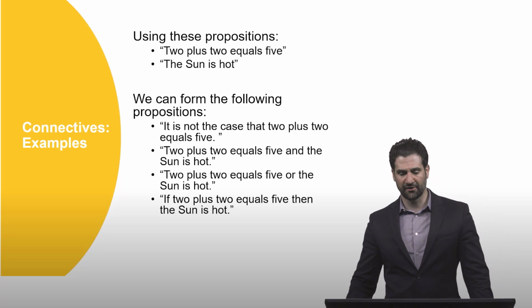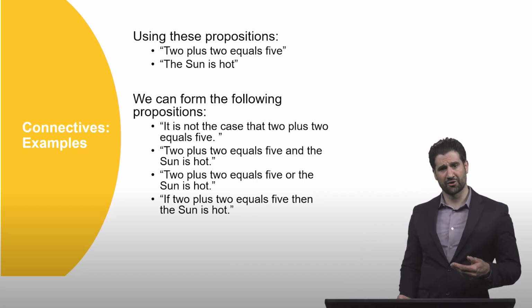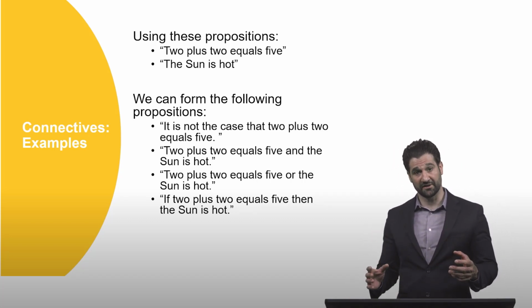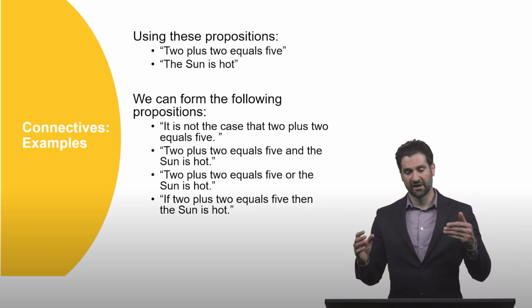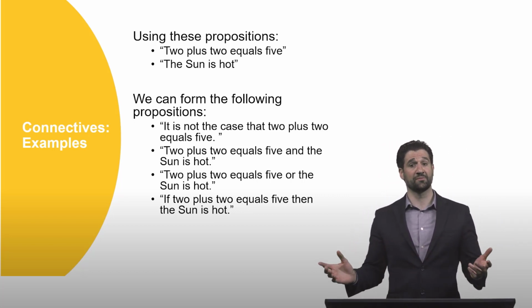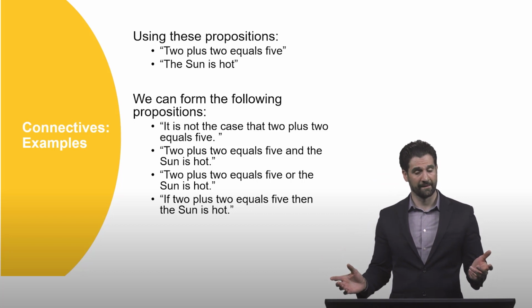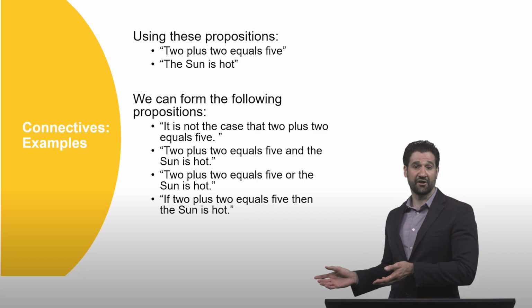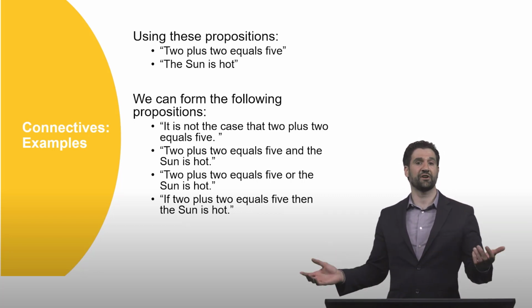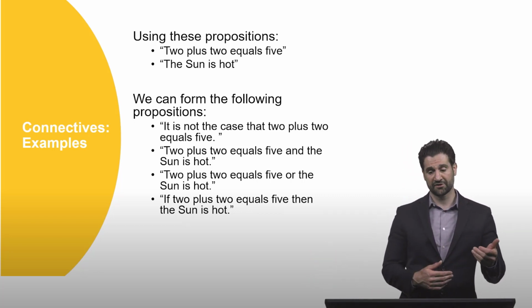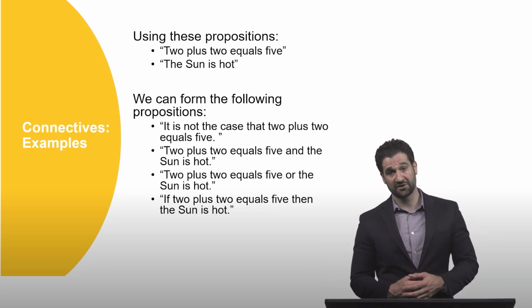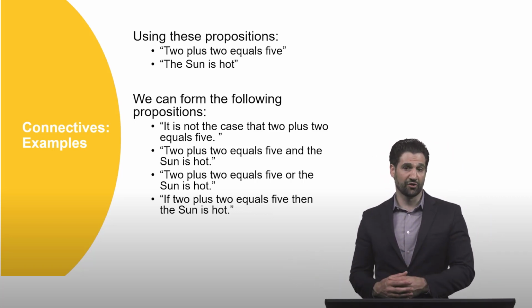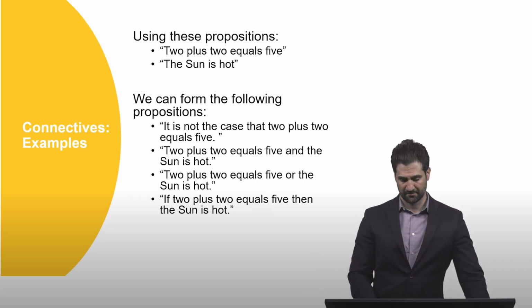If 2 plus 2 equals 5, then the sun is hot. Now, the truth of this is a bit more tricky because we might see this in everyday life and think, wow, that statement is false because 2 plus 2 does not equal 5. However, if 2 plus 2 equals 5 is false and the sun is hot is true, then the whole statement is true. Because if the premise of an implication is false, then really the rest of it doesn't matter very much.